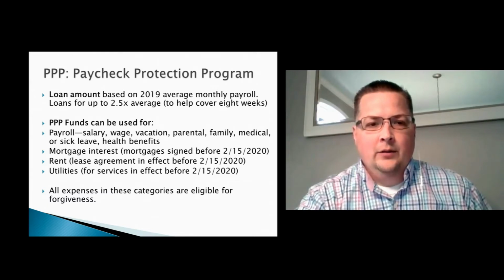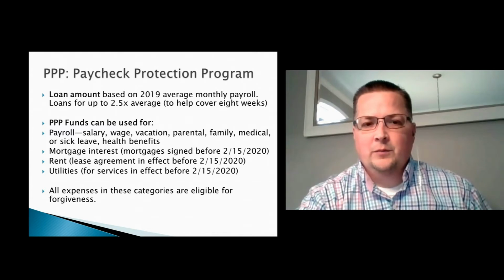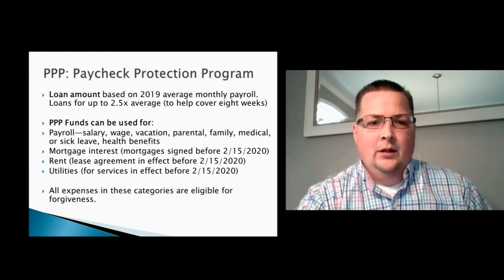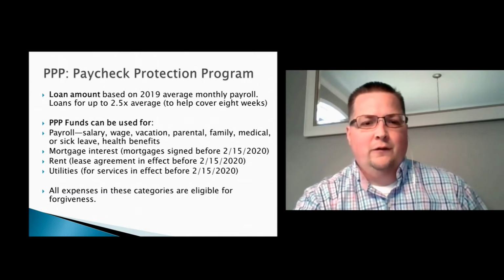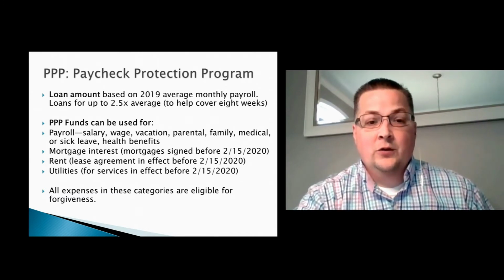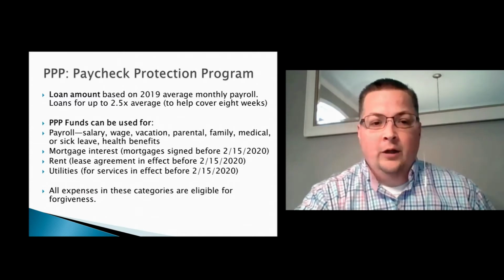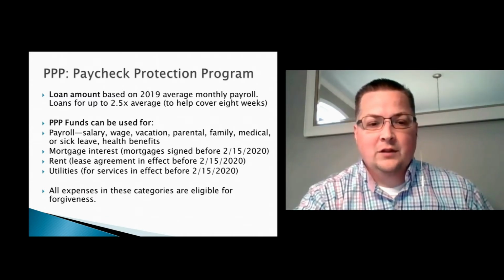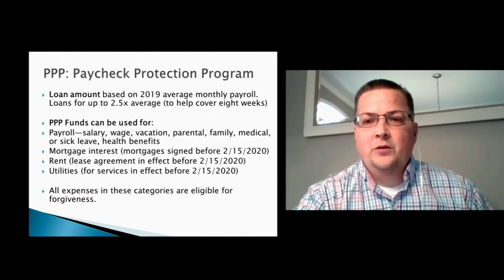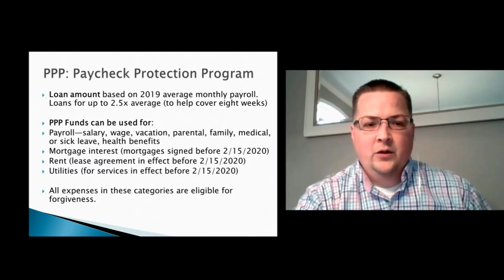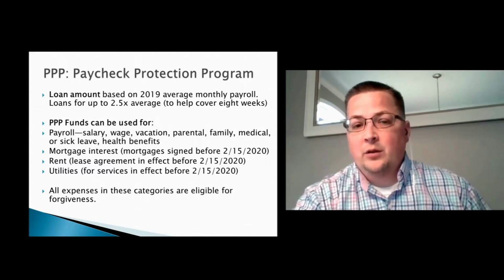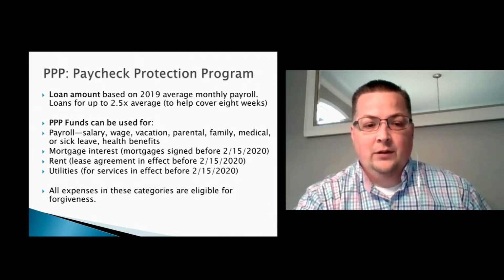So the ones to remember: payroll, remember it's not going to include bonuses from the way I read. Also mortgage interest, not your whole mortgage payment, but it will allow for rent and utilities, a certain portion of your loan. Originally, that was a 75-25 split. And then if you meet certain criteria, if you keep your staff to a certain level and you use those funds for these categories, up to 100% of the PPP loan can be forgiven.